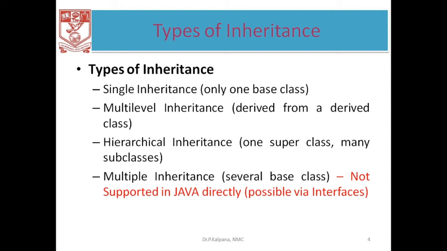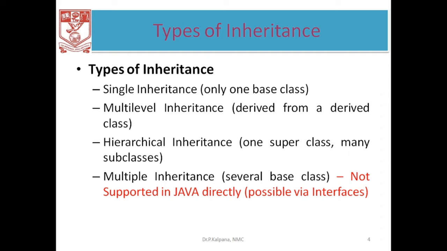Next, we are going to see the various types of inheritance. There are four types of inheritance that exist in the Java language. The first type is single inheritance. Single inheritance means there will be only one base class. I will show you the diagram in the subsequent slides. The next category is multi-level inheritance, which means the subclass is derived from another subclass. Hierarchical inheritance: in this case, there will be only one superclass and many subclasses. And the final category is multiple inheritance, which means the child class can have several base classes.